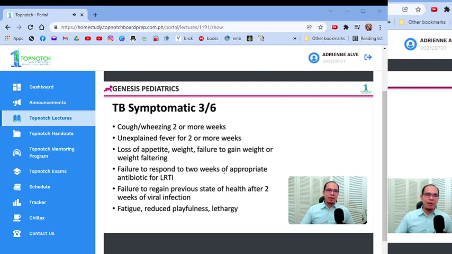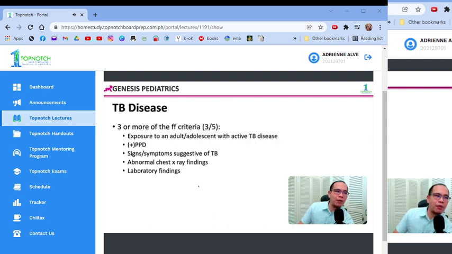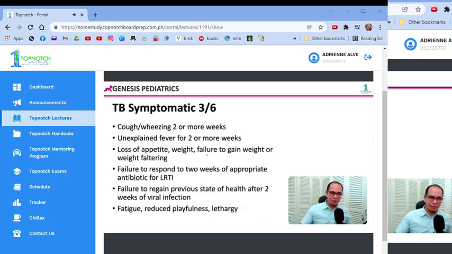Failure to respond to appropriate treatment for lower respiratory tract infection, failure to regain previous state of health after 2 weeks of viral infection, fatigue, reduced playfulness, lethargy. If you fulfill 3 out of 6, then saka mo pa lang siya may count dito as having signs and symptoms suggestive of TB. I hope that's clear.